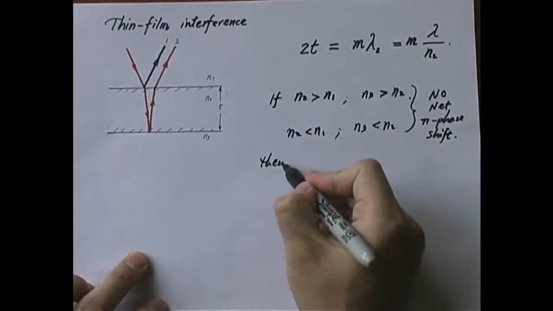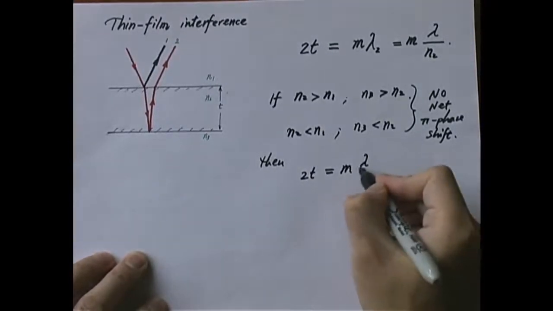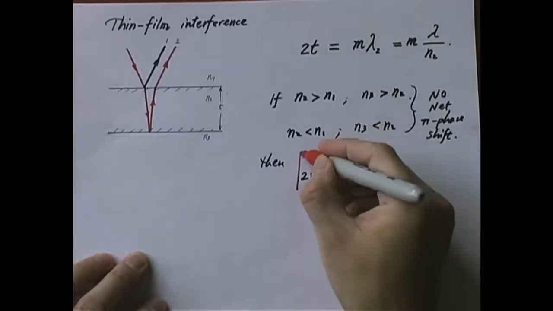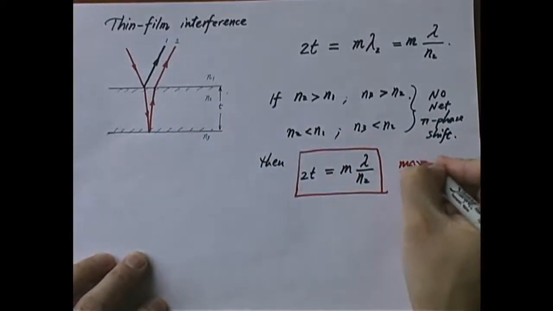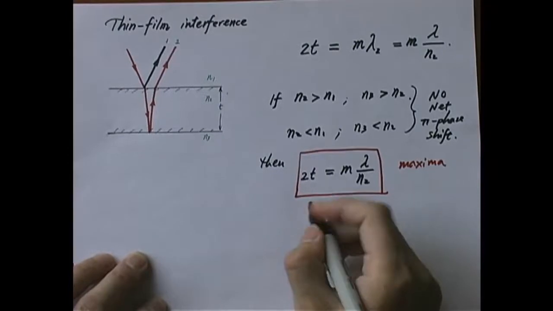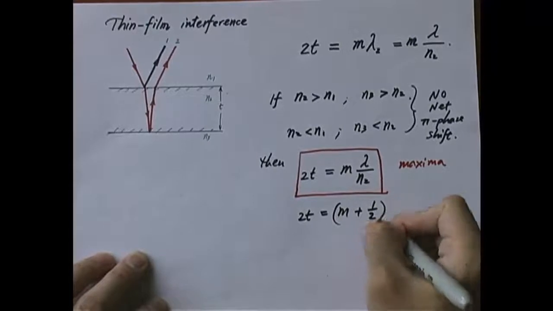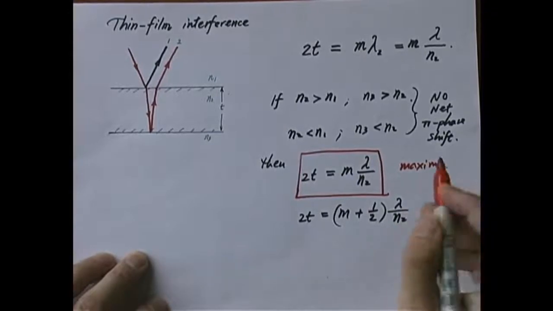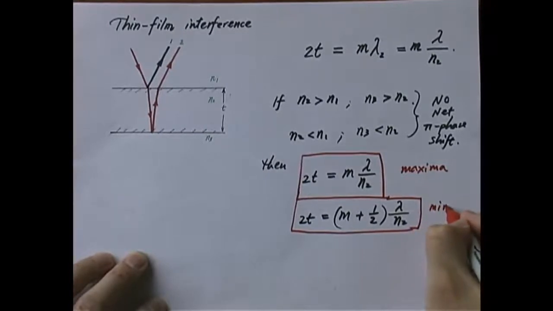So this condition becomes the condition for maximum interference. Then 2t equals m lambda over n2 is the condition for maxima, interference maxima, or constructive interference. What about the condition for minimum interference? 2t equals (m plus 1/2) lambda over n2. That of course is minima, interference minima.